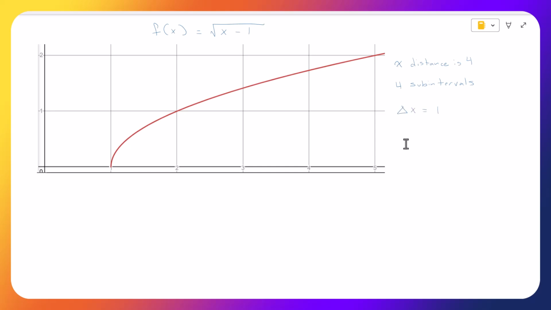Okay, now we can go and draw our trapezoids. I'm just going to start by doing my delta x part, and I'll do it in green. So I'm starting at 1 and I'm going to 2. Then I'm going from 2 to 3, 3 to 4, and 4 to 5. And this gives us 1, 2, 3, 4 trapezoids that we're going to make.